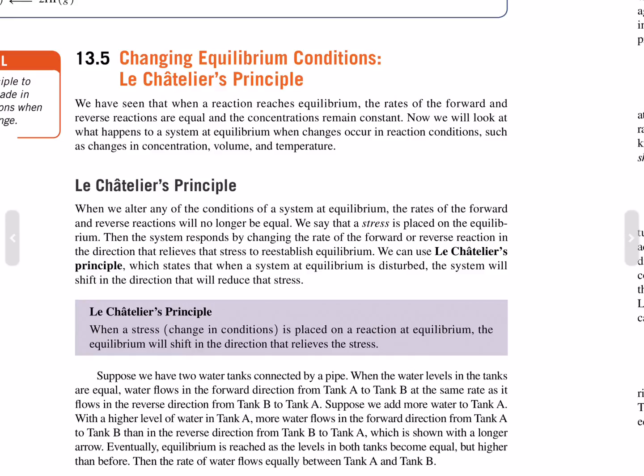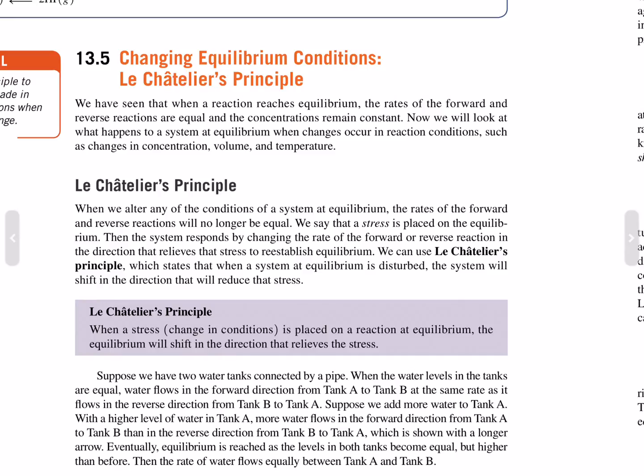Le Chatelier's Principle. When we alter any of the conditions of a system at equilibrium, the rates of the forward and reverse reactions will no longer be equal. We say that a stress is placed on the equilibrium. The equilibrium responds by changing the rate of the forward or reverse reaction in the direction that relieves the stress to reestablish equilibrium.